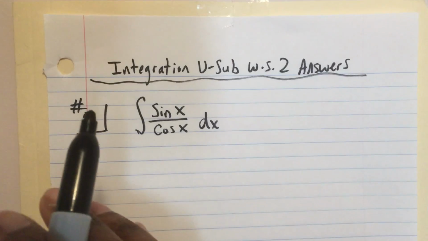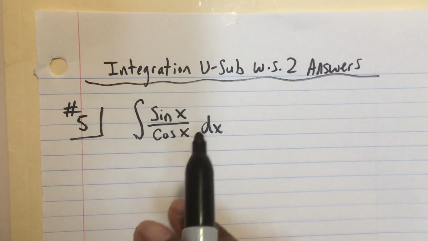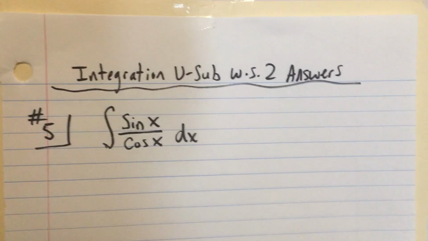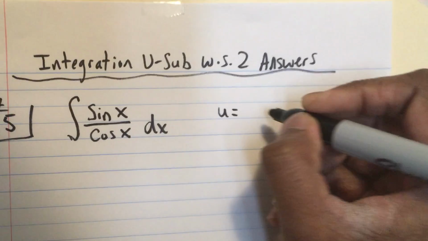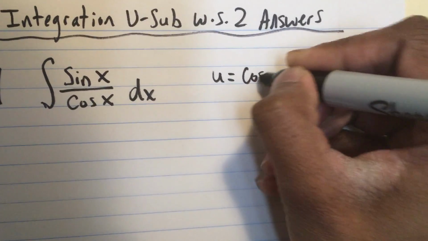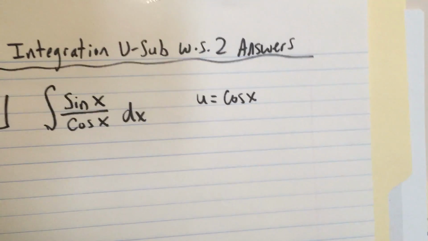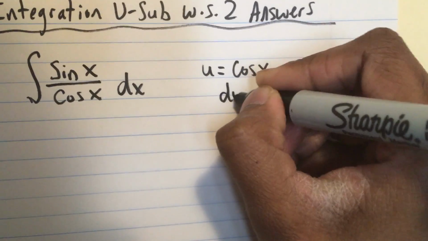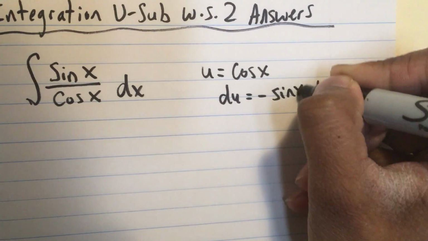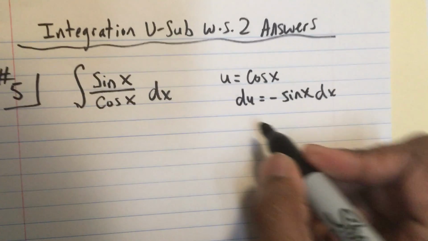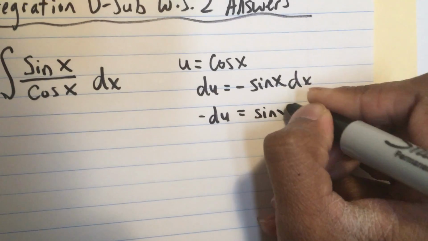All right, for number 5, we're looking at the integral of sine x divided by cosine x dx. In this case, I am going to set u to equal cosine x. The reason I want to do that is because when I find du, I get negative sine x dx, but notice in the original it's positive, so negative du equals positive sine x dx.